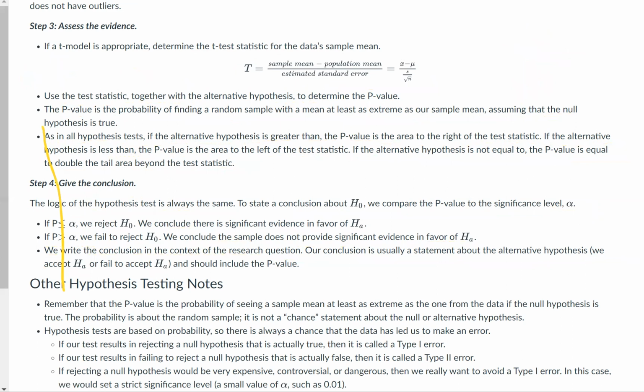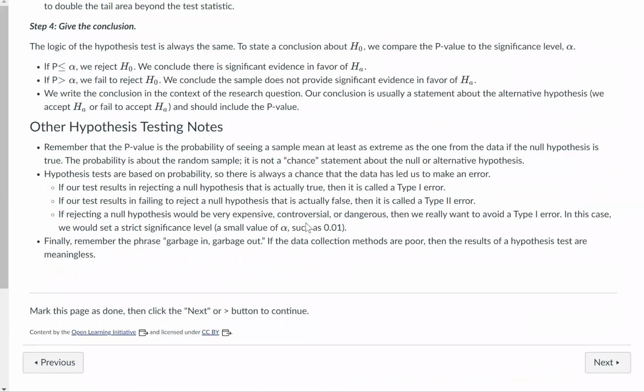Now let's see a few other notes about hypothesis testing. Remember that the p-value is the probability of seeing a sample mean at least as extreme as the one from the data if the null hypothesis is true. We're assuming it's true, innocent until proven guilty. The probability is about the random sample. It's not a chance statement about the null or alternative hypothesis.